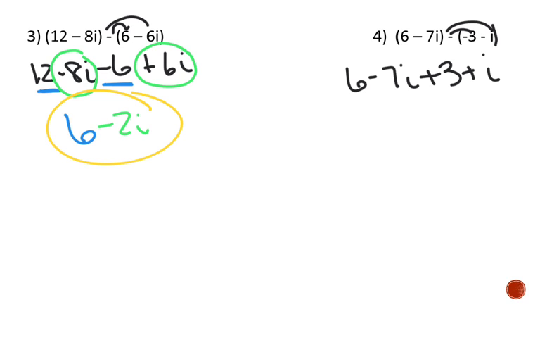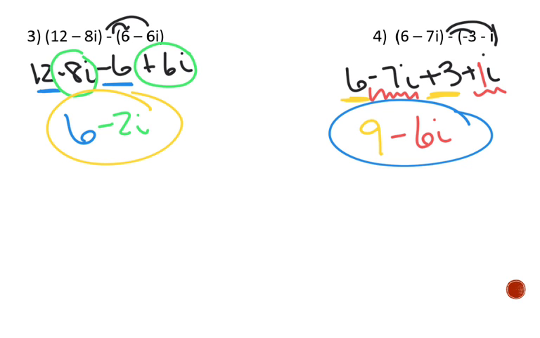We'll bring down the first set of parentheses, which is 6 minus 7i. Okay, and then we'll combine our like terms. So the real part, 6 plus 3 is positive 9. Then we'll do the imaginary part. -7i plus i. Remember this is a 1. So -7 plus 1 is -6i. Those aren't like terms. So that's our answer, 9 minus 6i.